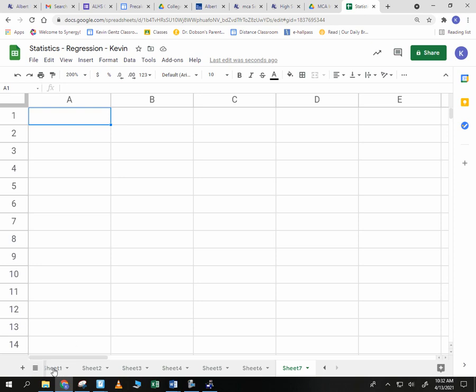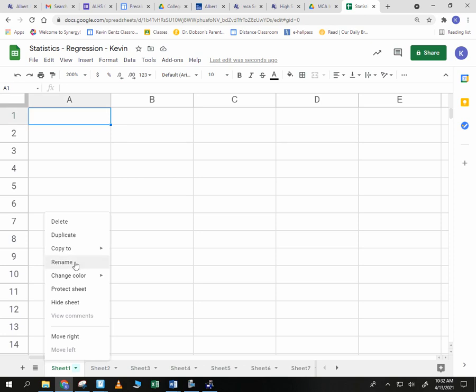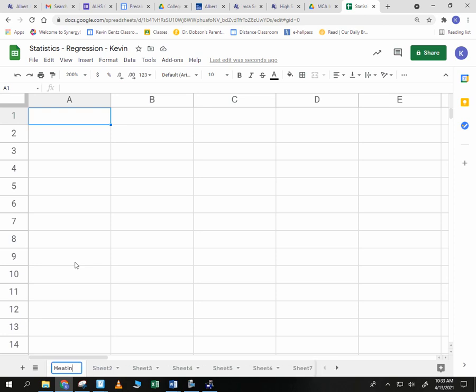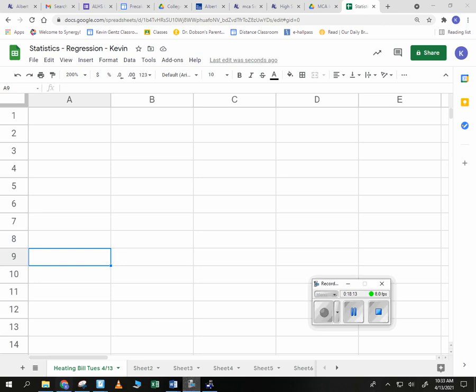And on this bottom tab here, if you right-click on that tab and hit Rename, that way you can put the type of problem that you're working on. So I'm going to put heating bill, and I'm going to put Tuesday 4/13. So that tells me the day I was doing this project, and it also gives me the type of problem I'm working on so I know how to access the data. I'm going to pause the video right now. I'll walk around, just make sure everybody has this set up so we can execute it properly.